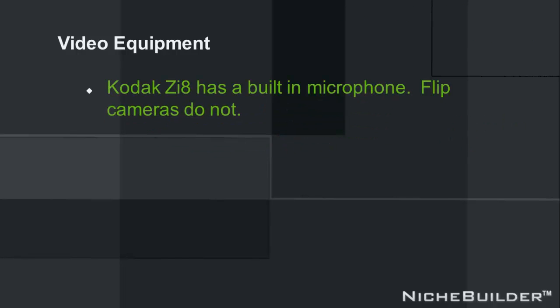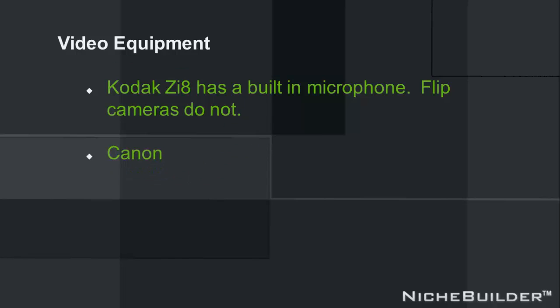So when it comes to video equipment now, it really depends on what you're going to be doing, okay? Sometimes people just need content, and sometimes people need things to be perfect. The Kodak ZI-8, that's a camera, okay? And what it has is a built-in microphone input, where like if you're using a flip cam or something like that, they don't have that ability to attach an external microphone to it.